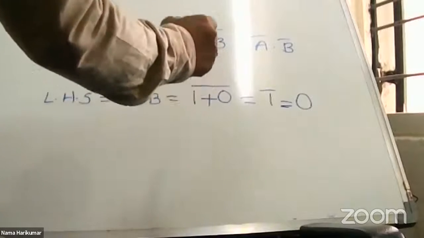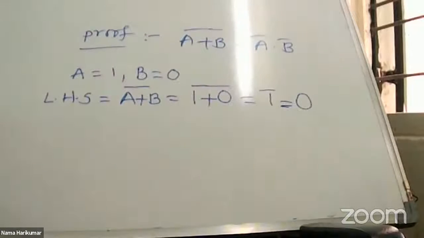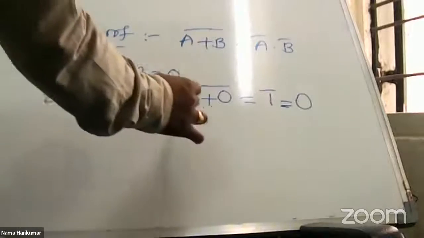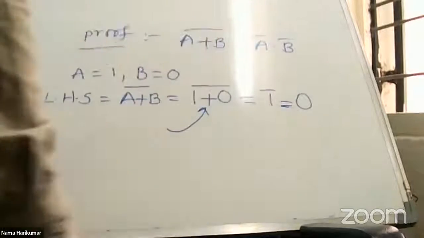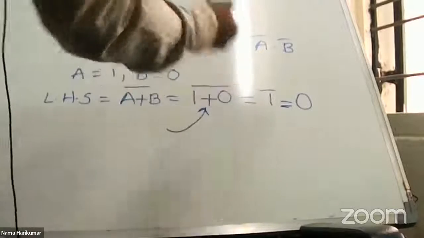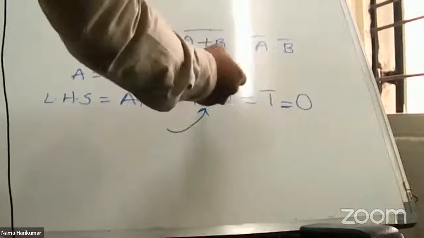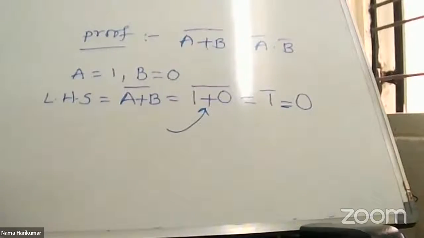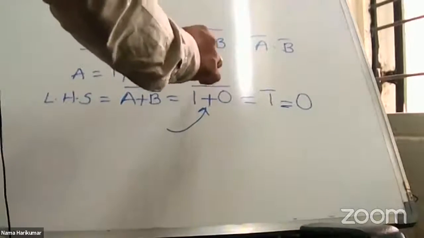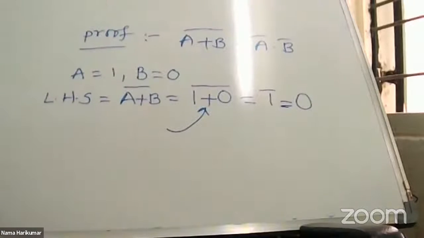In any place, we have to calculate from bottom to up. The bottom value is 1 plus 0, which is 1, then the complement. You can write it directly like this. So the 1 complement value is 0. These are the LHS values.